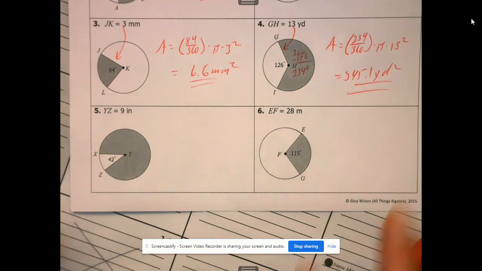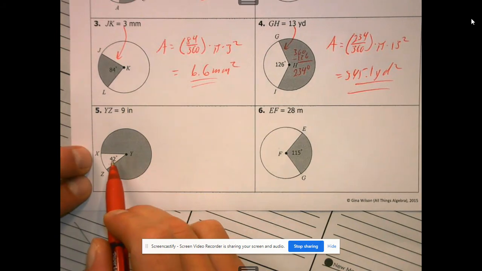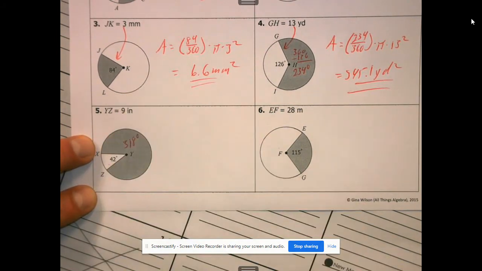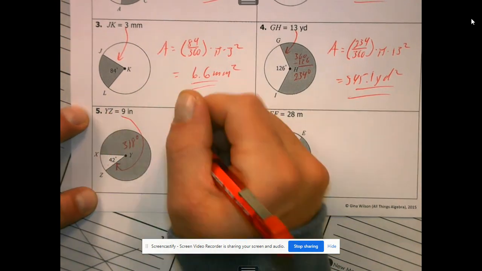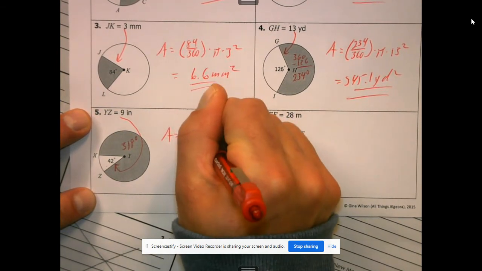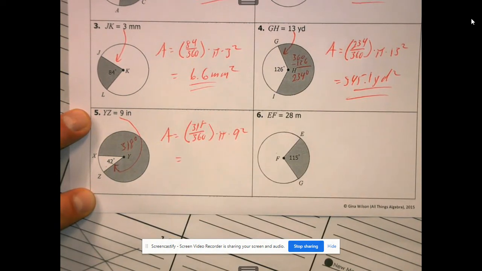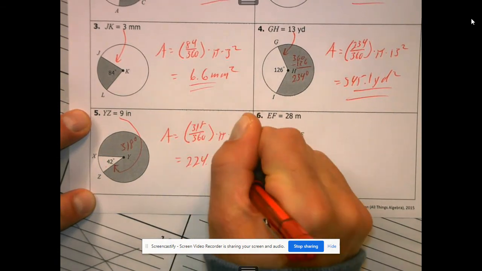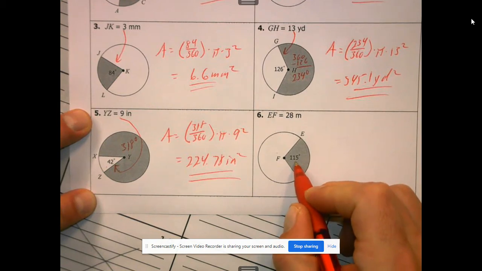Number 5, tricky once again. This is the white part. We need the shaded part. So 360 minus the 42 is 318. And Y to Z, yep, that is your radius. So area, 318 divided by 360 times pi times 9 squared comes out to be 224.78 square inches.